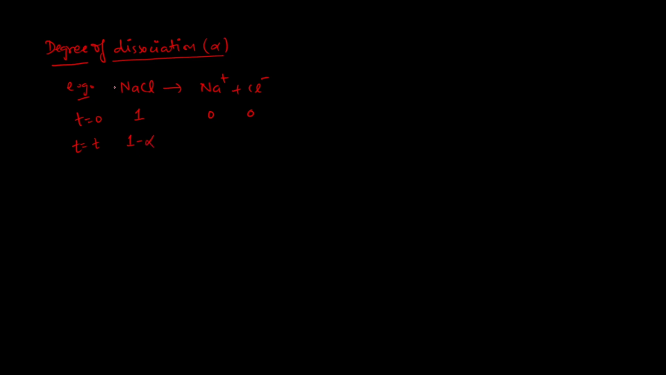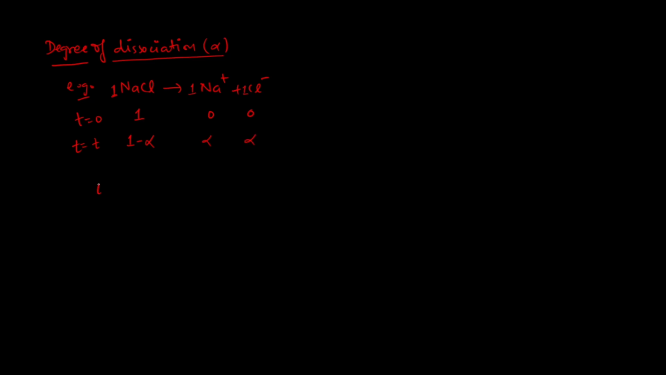So from this equation, 1 mole of NaCl is giving what? 1 mole of Na and 1 mole of Cl. So if 1 mole is giving 1 mole, alpha moles will give what? Alpha moles, simple. So we will have alpha, alpha.